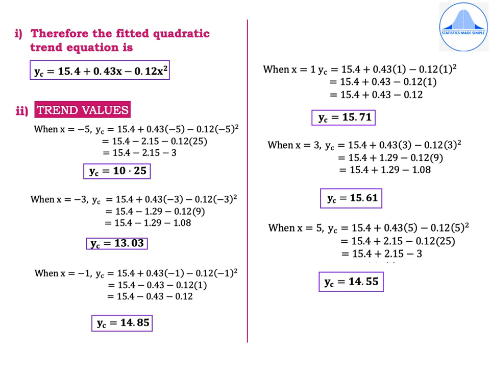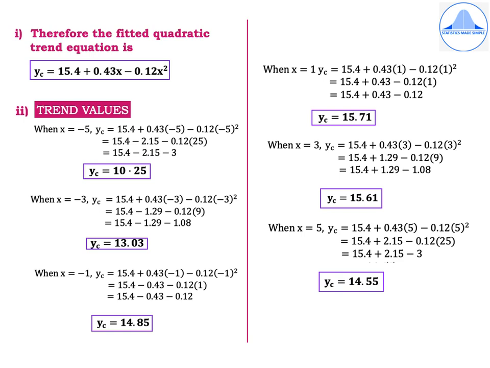To obtain the trend values, in the fitted quadratic trend equation, we substitute different values of x. Under the second subdivision, we have the trend values obtained as follows. When x is equal to minus 5, we get yc equal to 15.4 plus 0.43 into minus 5 minus 0.12 into minus 5 squared, which is equal to 15.4 minus 2.15 minus 0.12 into 25, which is equal to 15.4 minus 2.15 minus 3. Therefore, you get yc equal to 10.25.